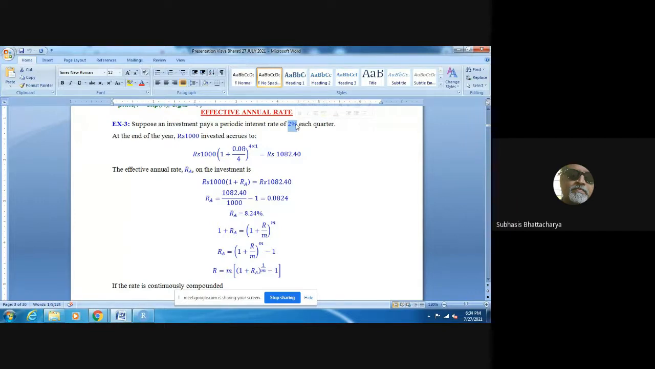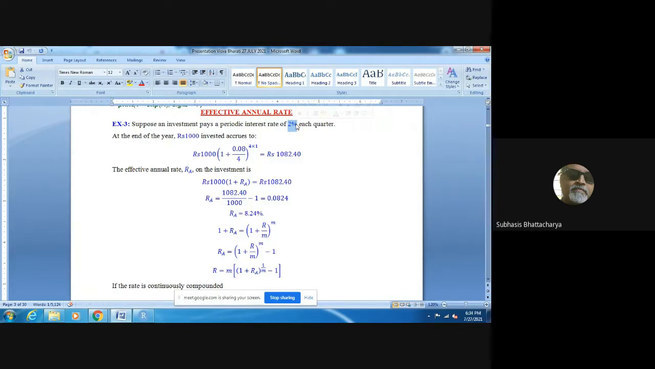So the effective annual rate is the simple interest rate with annual compounding that gives the same future value that occurs with a simple interest rate compounded 4 times per year. So the effective annual rate is greater than the simple annual rate due to the payment of interest on interest. That is why that 8% becomes 8.24%.